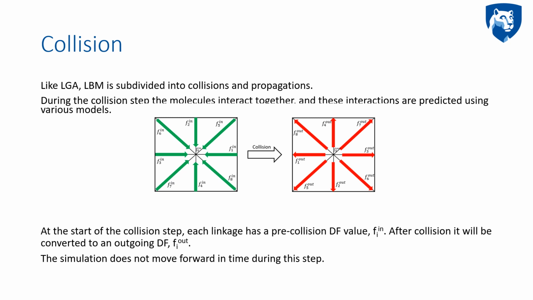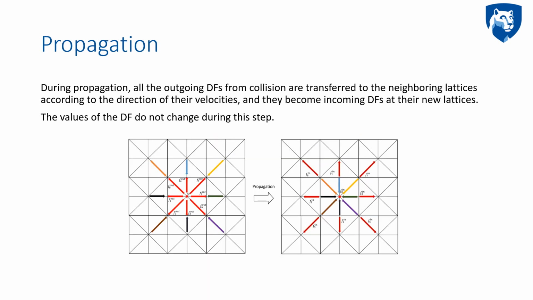It will remain constant. Following the collision substep, we have the propagation substep. During this substep, all of the outgoing distribution functions from collisions are transferred to the neighboring lattices. And the distribution functions from the neighboring lattices are transferred to the cell of interest. So it will just be an exchange of distribution functions between neighboring lattices. The value of the distribution function is not going to change in this time step.